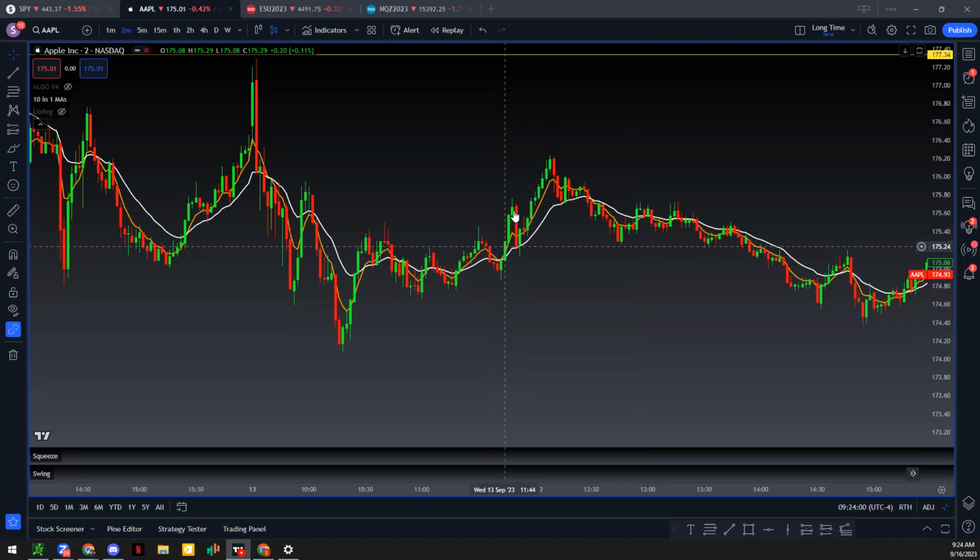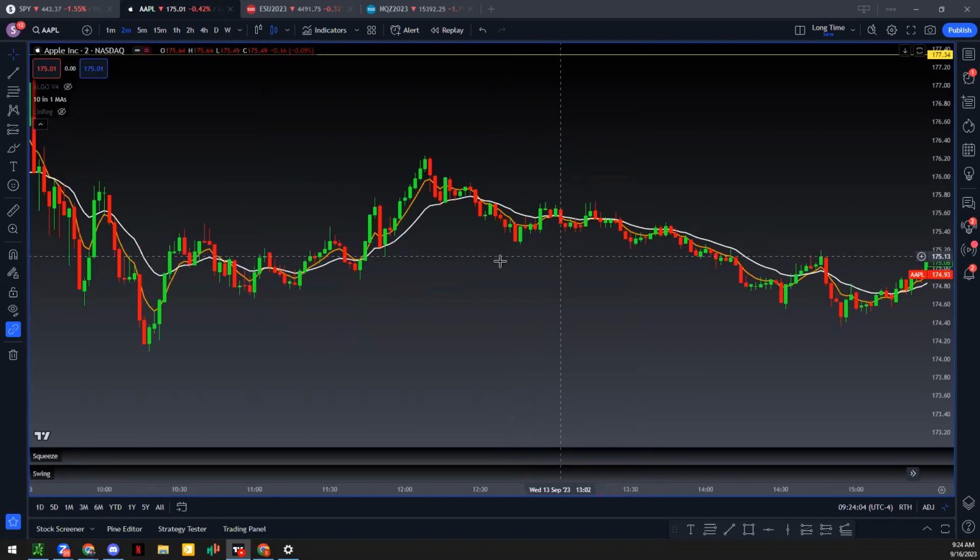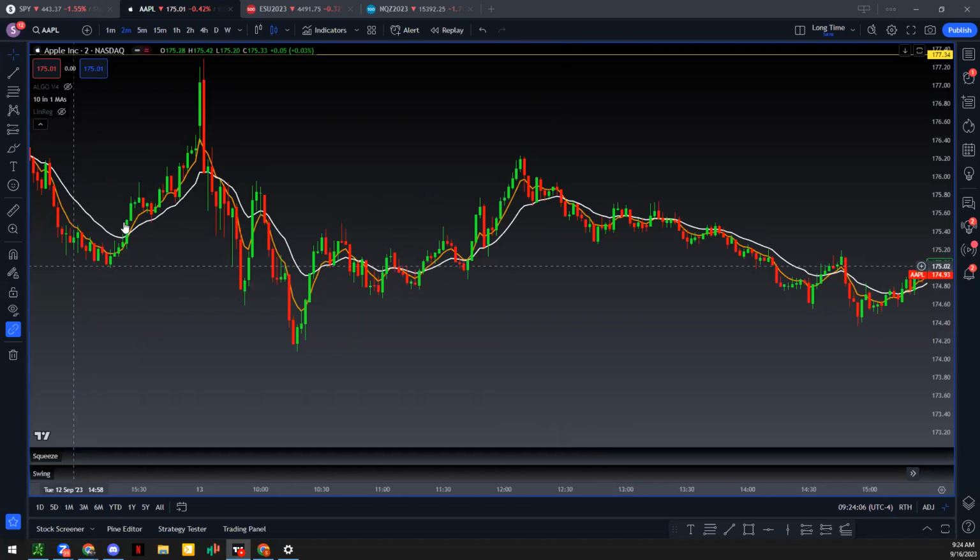That was beautiful. Nice move, continuation to the upside. Sometimes you're gonna get stopped out. Here goes another one. Look at this. This is Apple on a 2-minute. End of the day play. Crossover up, nice pullback, nice entry candle right here. Let's go.